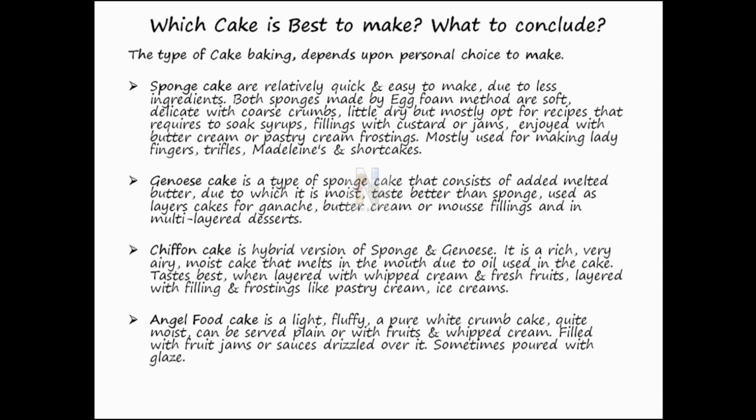Angel food cake is a light, fluffy, pure white crumb cake that is quite moist, and can be served plain or with fruits and whipped cream. It can be filled with fruit jams, sauces drizzled over it, or sometimes glazes are poured over the angel food cake.